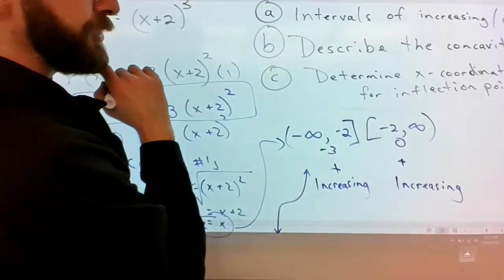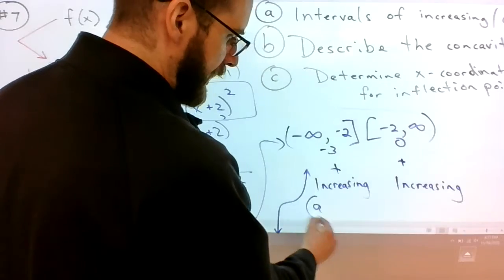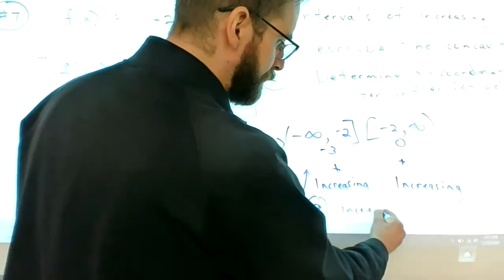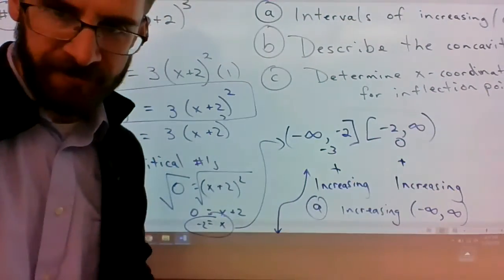So, intervals of increasing and decreasing. Part A, it's increasing from negative infinity to positive infinity. And that doesn't happen all that often.